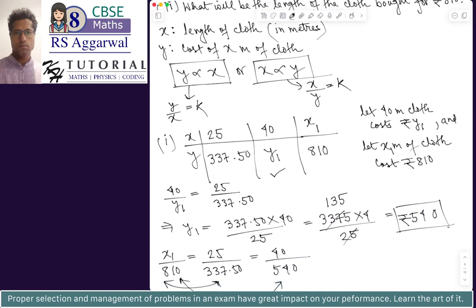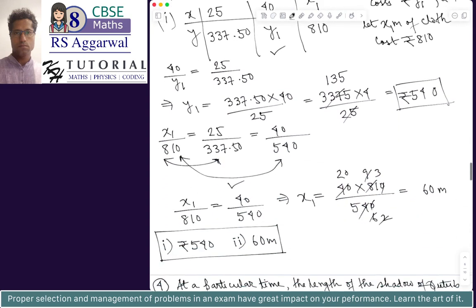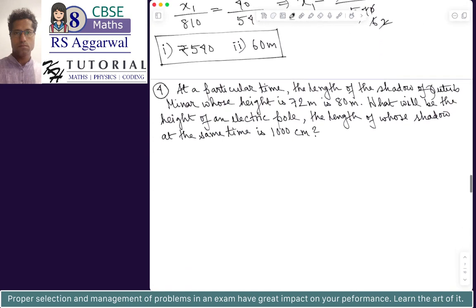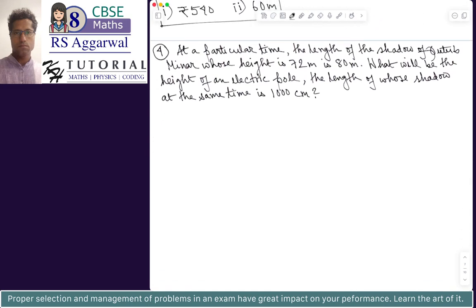Okay. Let's do problem number 4. This is also a very standard variation of problem, and the concept is about the height of an object. The concept is that at a specific time, that is, when the sun is at a specific position, the ratio of the height of any object and its shadow casted by the sun is a constant.